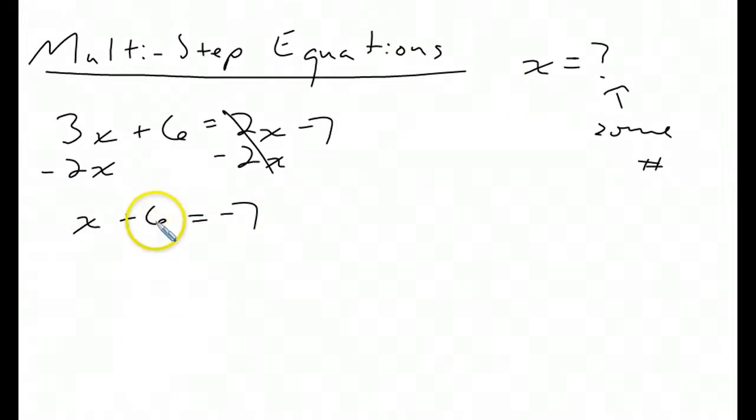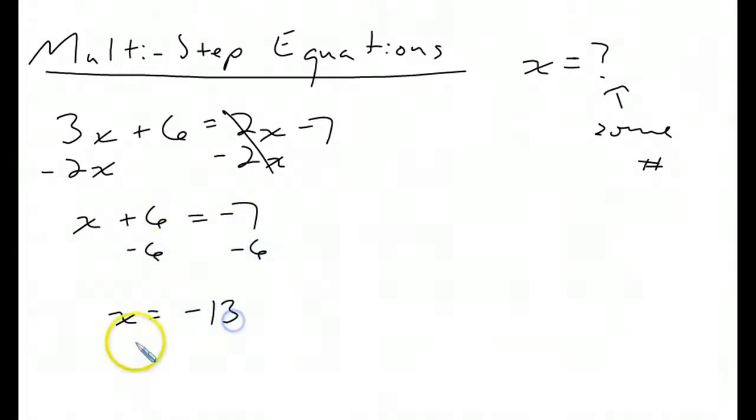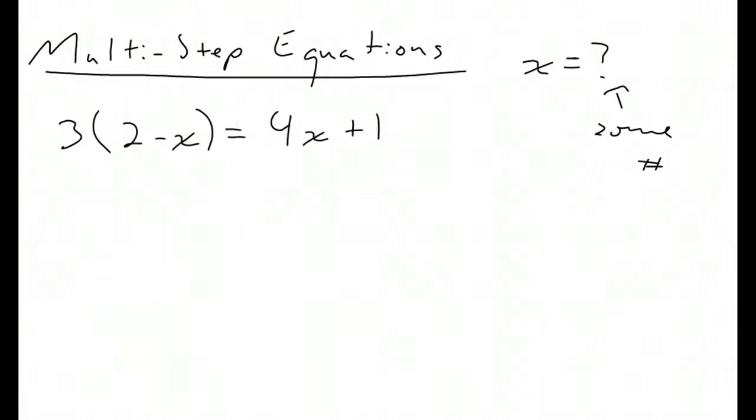And then I need to combine my like terms with just the numbers. So minus 6 from both sides. And then x will equal negative 13. That'll be my solution. X equals some number. Alright, looking at another example.